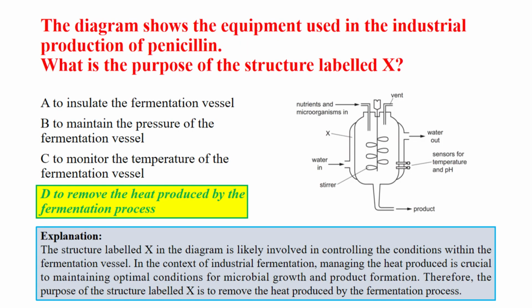In the next question, we're exploring an essential part of penicillin production. Let's take a closer look at the diagram. Here we have a diagram of the equipment used in the industrial production of penicillin. As you can see, the diagram includes several components: nutrients and microorganisms, a stirrer, sensors for temperature and pH, a vent, and pathways for water in and out. But what about the structure labeled X? What could be the purpose of this structure labeled X?